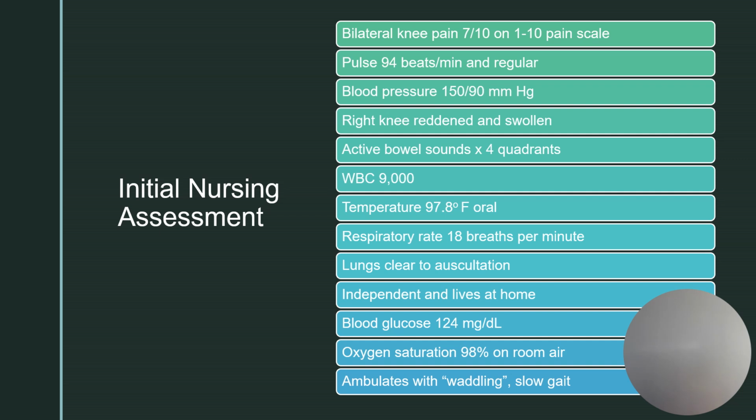His heart rate is 94. It's regular. Blood pressure is 150/90. His right knee is reddened and swollen. He has active bowel sounds times 4. His white blood cell count is 9,000. His temperature is 97.8. His respiratory rate is 18. His lungs are clear to auscultation. He is independent and lives at home. His blood glucose is 124. His oxygen saturation is 98% on room air. And he ambulates with a waddling, slow gait. So take a look at these and determine what findings are relevant or most important at this time.